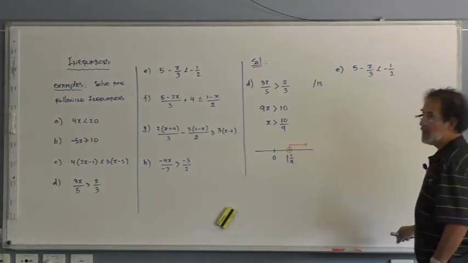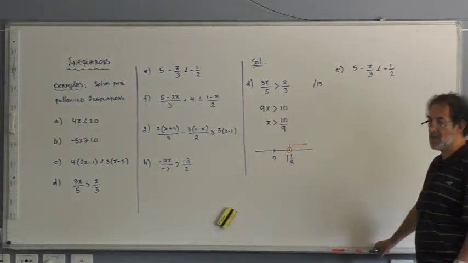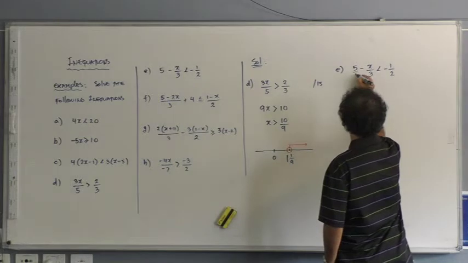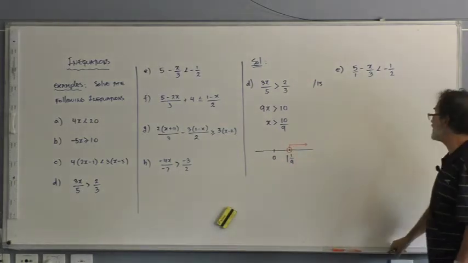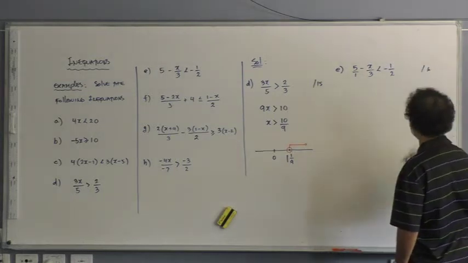Question E. Whenever you have a fraction, get rid of the fraction first. The lowest common denominator between 1, 3, and 2 is 6. Okay, so we're going to put 6 in here.